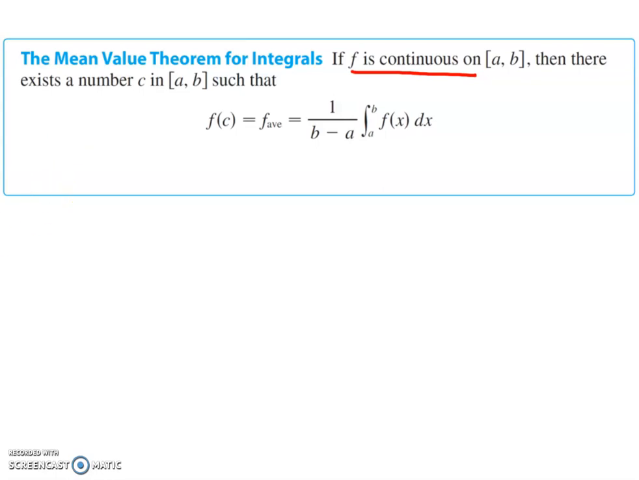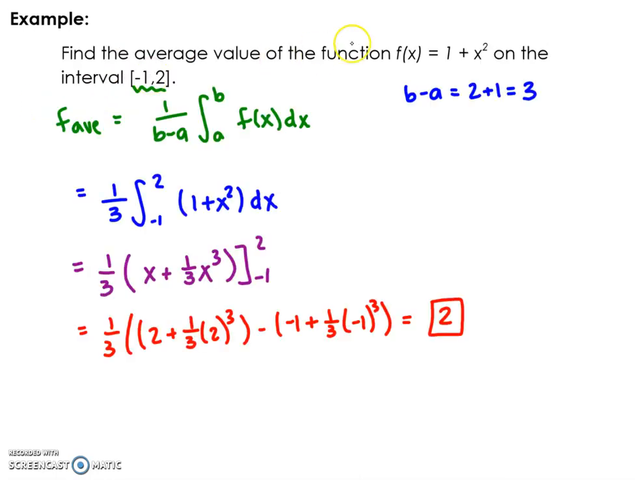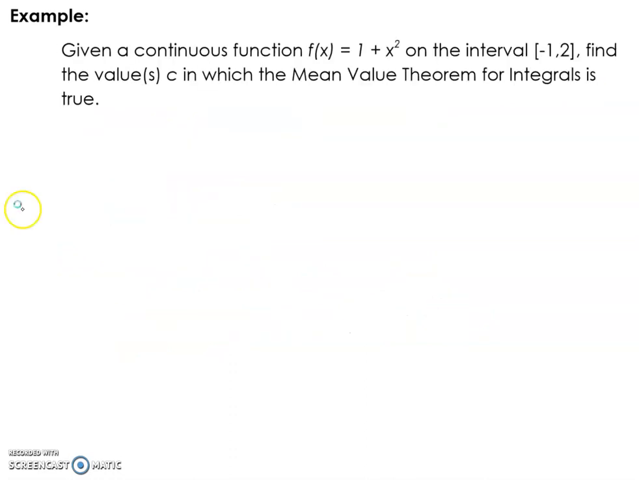Okay, so let's look at this example. Now this example we saw already in the beginning, so let me just go back to this real quick. This is the same problem. We found the average value of 1 plus x squared on the interval from -1 to 2. And we got that our answer was 2, the average value. So when I go back to this problem, given a continuous function on the interval, find the value or values c in which the mean value theorem for integrals is true.